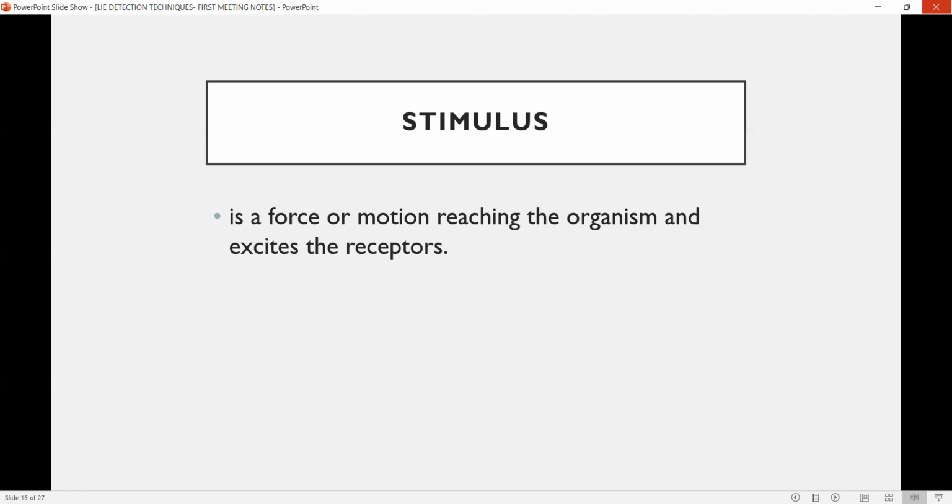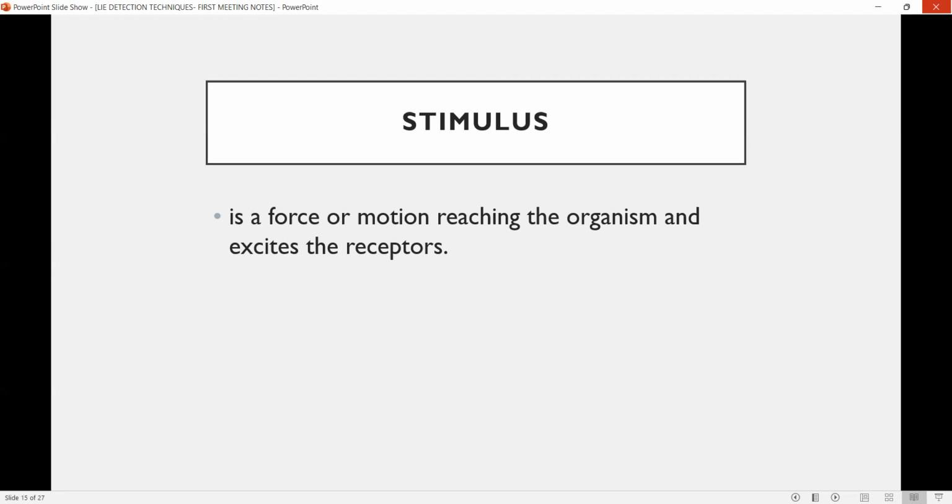What's a stimulus? So stimulus or stimuli is a force or motion reaching the organism, the person, and excites the receptors of the person. So again, it refers to any outside force coming from the environment which could excite a receptor or any of his organs. Example of a stimulus or stimuli relating to lie detection techniques. It is the question itself.